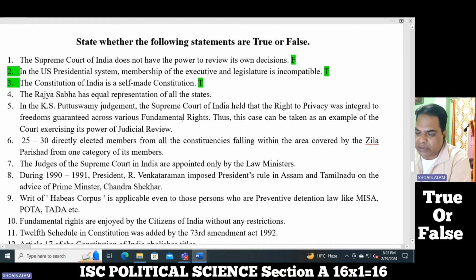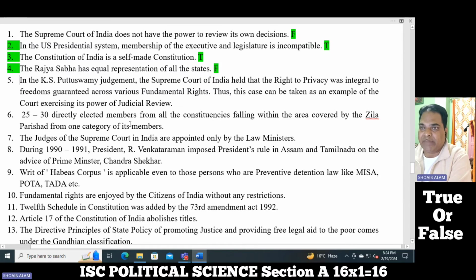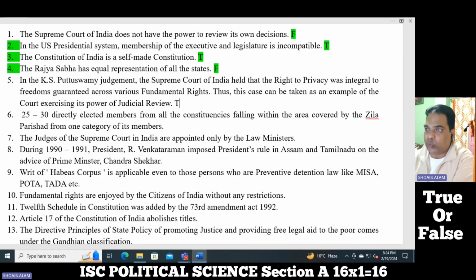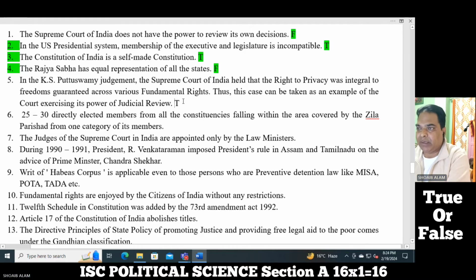Rajya Sabha has equal representation of all the states. So the answer is false. Equal representation is not there. It is there in the US Senate. Number 5. In the K.S. Puttaswamy judgment, the Supreme Court of India held that right to privacy was integral to freedom guaranteed across various fundamental rights. Thus, this case can be taken as an example of the court exercising its power of judicial review. So what should be the answer for this? The answer is true.